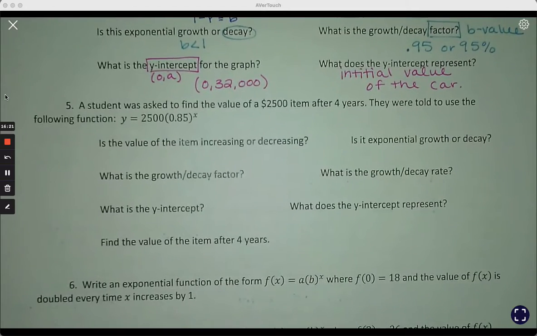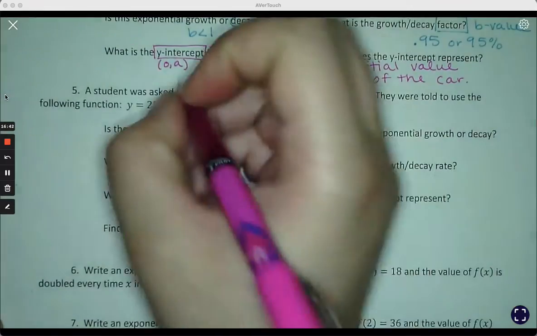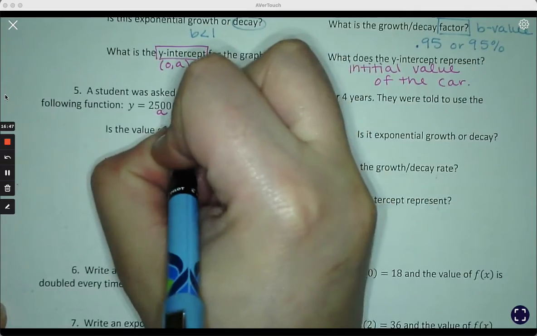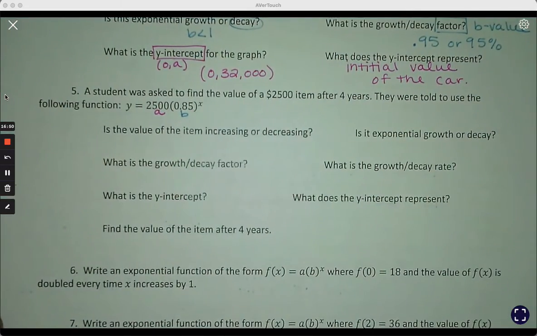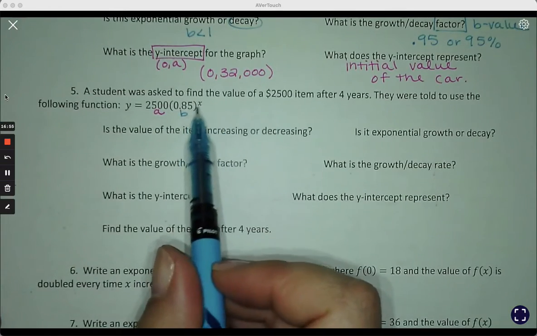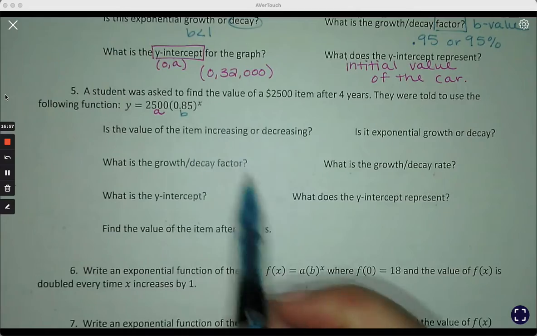Okay, let's look at number 5. A student was asked to find the value of a $2,500 item after 4 years. They were told to use the following function, y equals 2,500 times 0.85 to the x power. So is the value of the item increasing or decreasing? Okay, the first thing I want us to do before we even actually start looking at these, so I know A is the initial value, B is the growth or decay factor. So is this item increasing or decreasing? Is the value increasing or decreasing?